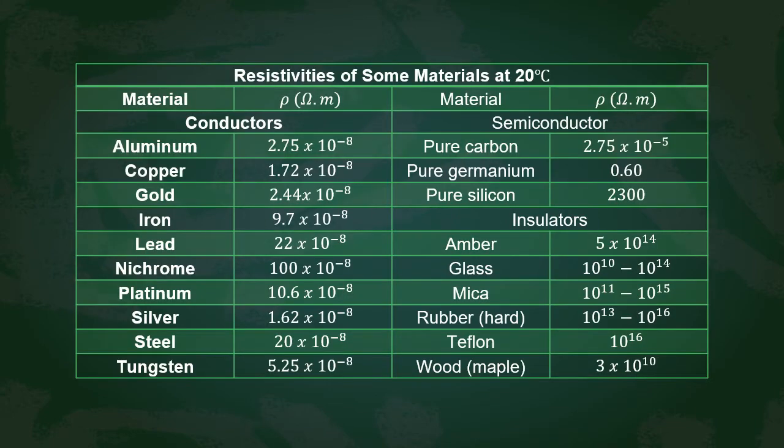So let's look here into a table. We have here a table of the resistivity of some materials. As you can see, conductors have lower resistivity compared to insulators, because insulators are materials that do not allow the flow of electrons, or they do not have the capacity to conduct. That's why, because of high resistivity, they are not able to conduct current, or they are not able to allow current to pass through.